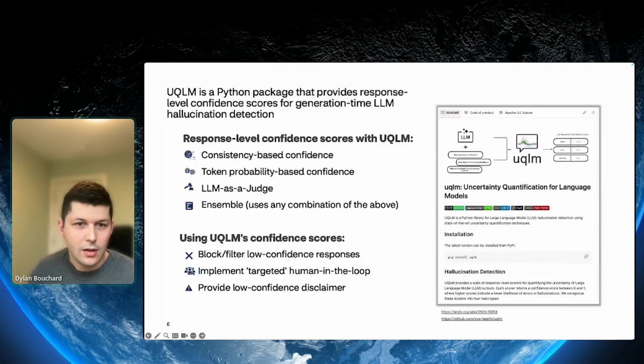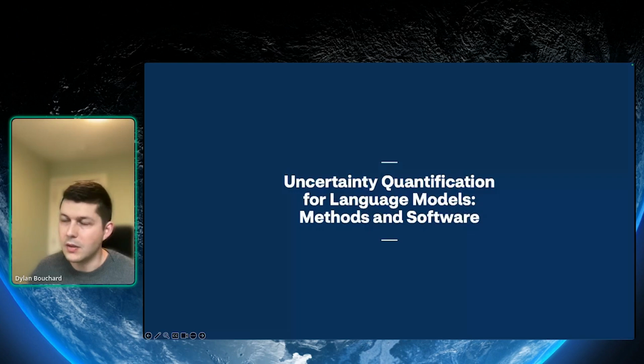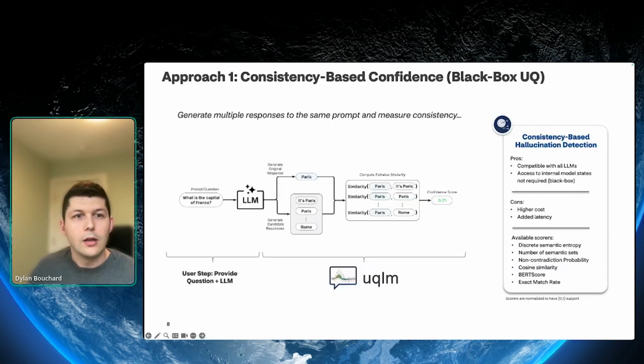Okay. So let's talk about how these methods work under the hood and how they're implemented with the UQLM software. The first family of scoring methods is consistency-based confidence. In the literature, this is called black box uncertainty quantification. The idea here is we're taking advantage of the non-deterministic nature of LLMs, generating multiple responses to the same prompt, and then measuring semantic consistency.